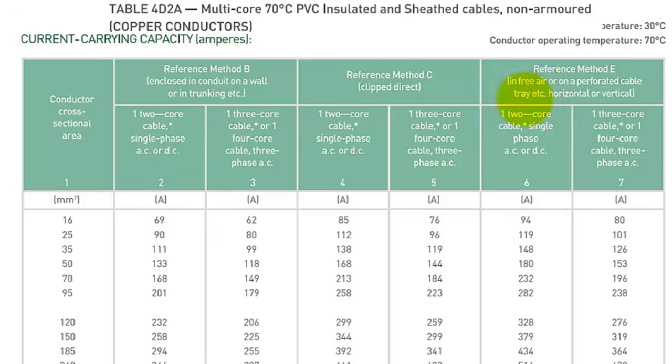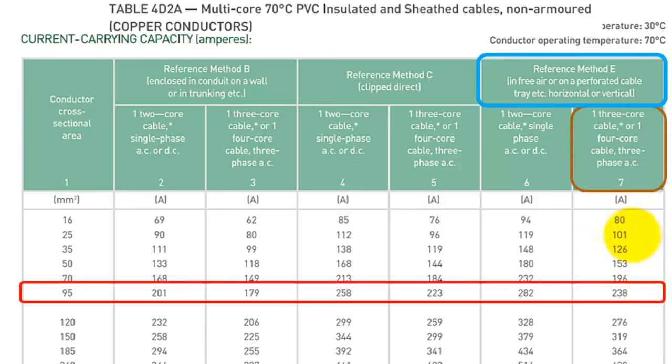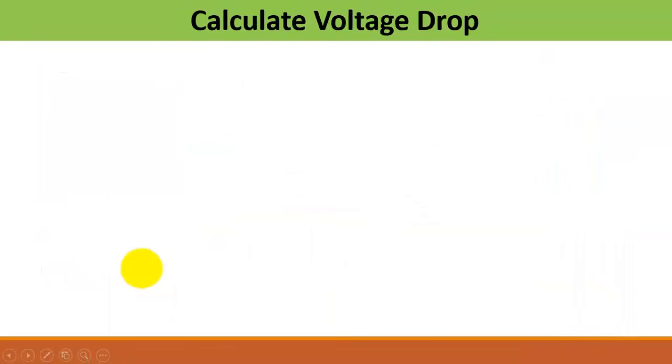In this table, first select method of installation. Then comes type of cable you are using. We select multi-core cable. In this column, look for the current which is either equal or greater than computed load current. 238 amperes is okay. And cable size comes out to be 95 square mm.